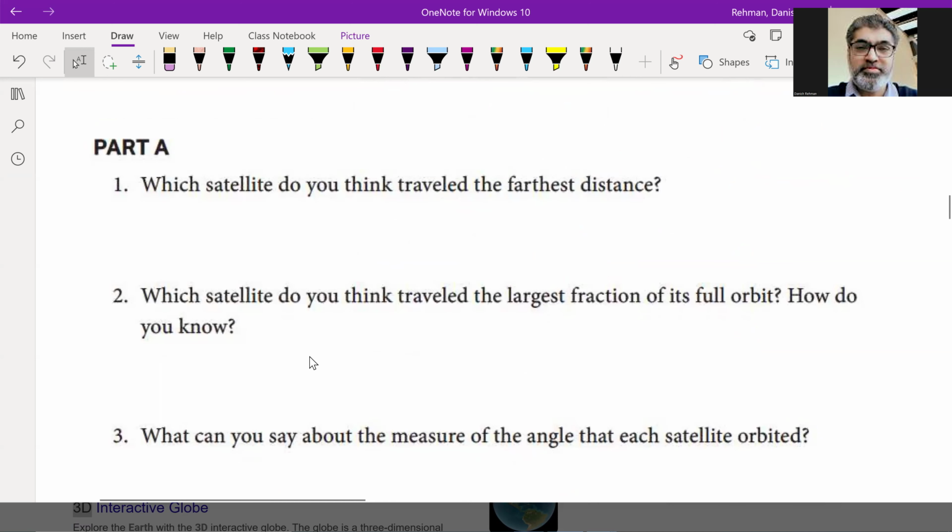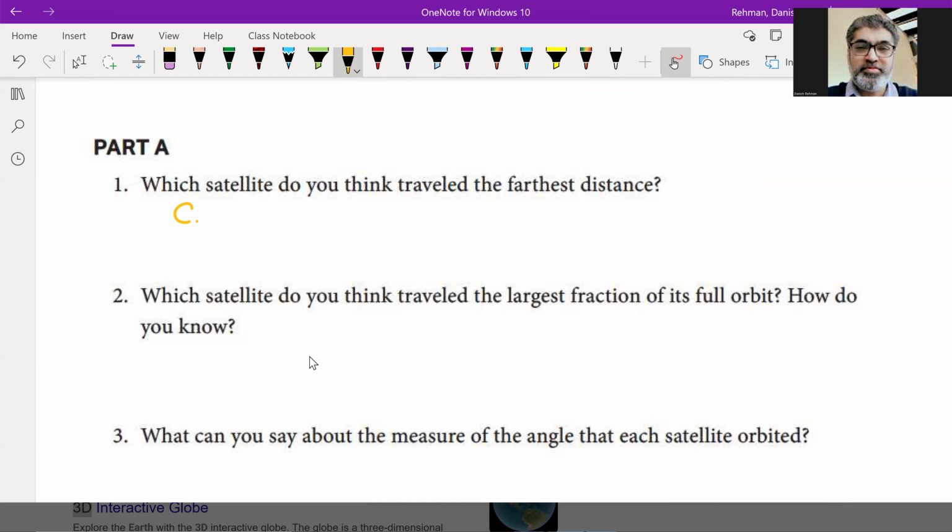Which satellite do you think traveled the farthest distance? You have already responded to that, right? C. So your answer is C. Clearly you said that, but you need to explain it also. Now we have discussed enough to let you respond to the question. You will not just respond with a C. You need to explain why it will travel the farthest distance, in your words. You will watch it again.